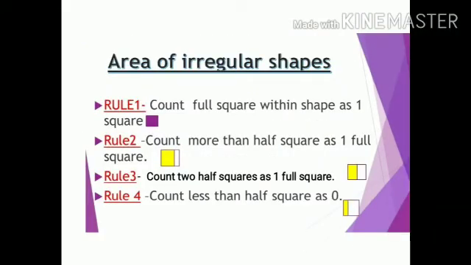Students, to find area, we have to follow some rules. Rule 1: count a full square within the shape as one square. Rule 2: count more than half square as one full square. Means more than half square will be assumed as one full square. Rule number 3: count 2 half squares as one full square. Means 2 half squares are equal to 1 full square. And the last one is rule 4: count less than half square as 0. If the square is less than half, then we will count it as 0.